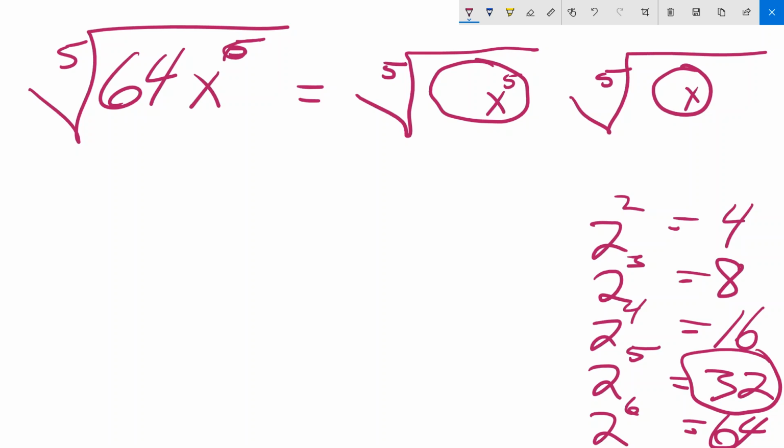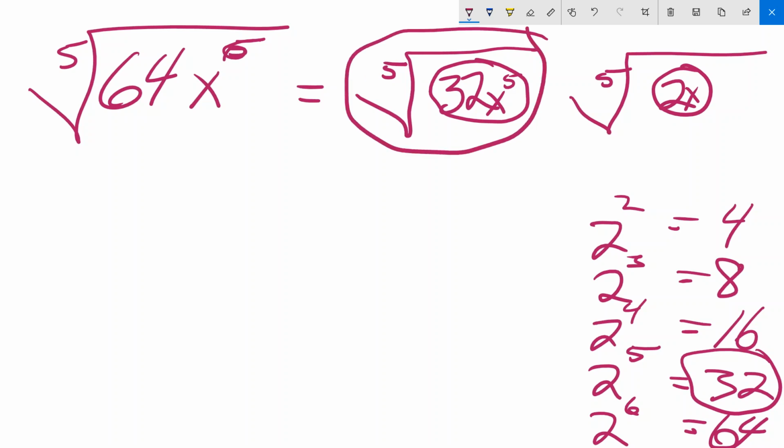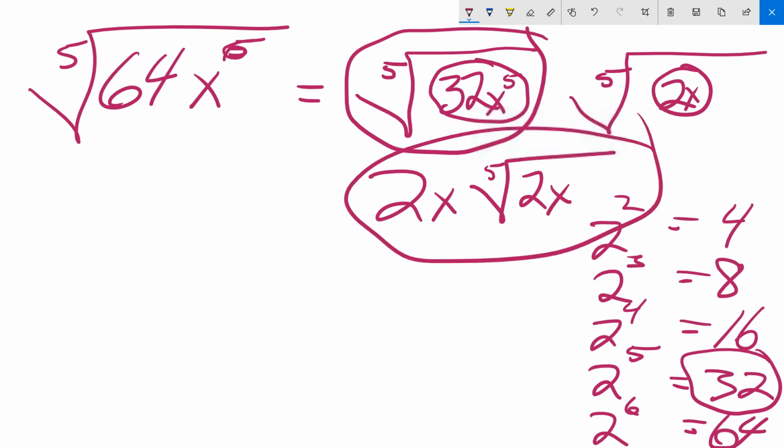So, what's the 5th root of 32? 2. Aha. So we want a 32 to go in there. If a 32 goes with that, what has to go with the x? 2. Okay. Now, what's that equal to? 32x. Not 32. What's the 5th root of 32? 2. So that's equal to 2x times the 5th root of 2x. There's your answer. Okay.